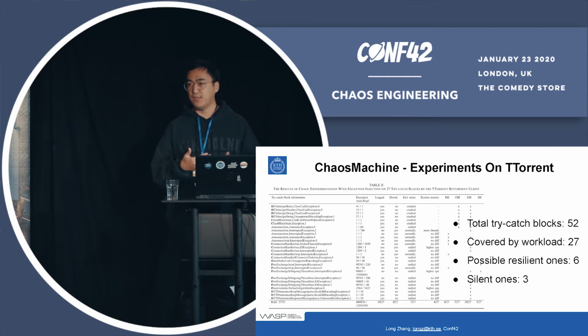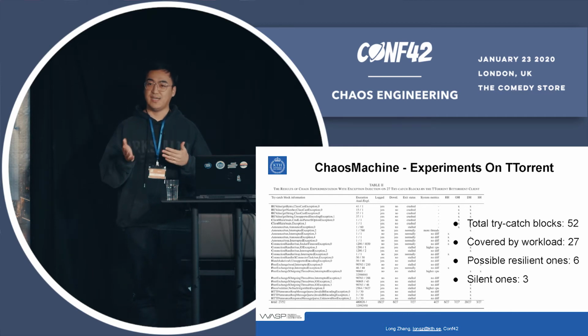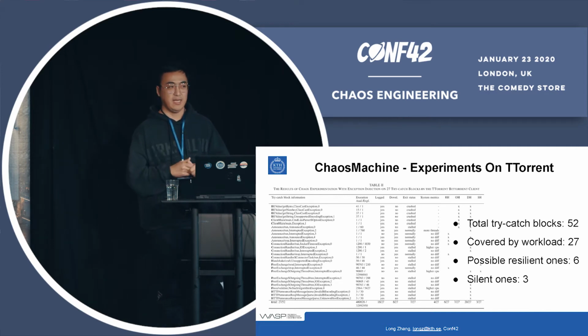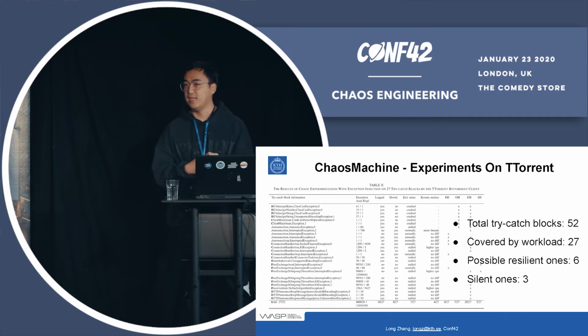So for a research paper, usually we pick some projects, and we do some experiments on them to show how this tool works and what the performance issues and future work of chaos machine are. So we used TTorrent to evaluate the prototype we developed. And TTorrent is a file downloading client in Java, which implements the BitTorrent protocol.